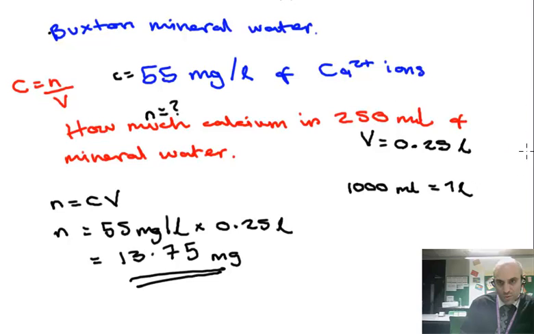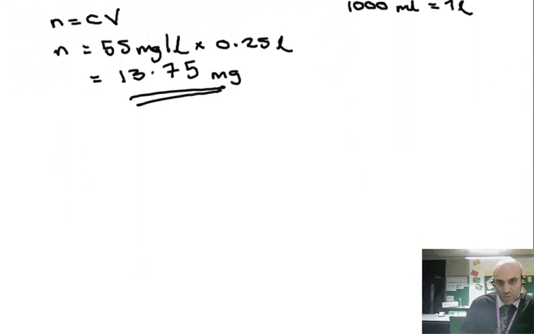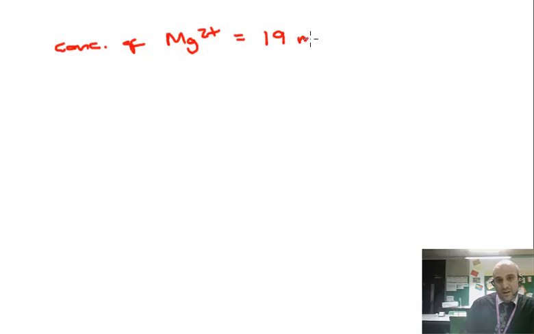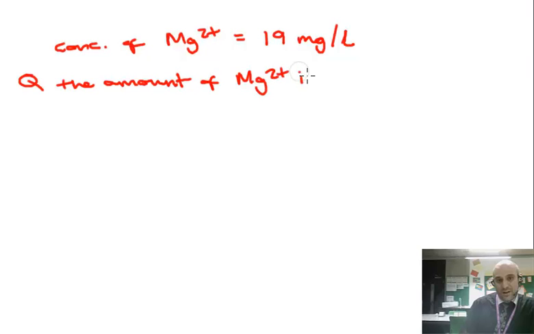So what if I told you that the concentration of magnesium ions is 19 milligrams per litre. Could you work out the amount? So, question: calculate the amount of magnesium in 300 millilitres. Okay, pause the video and try and calculate it.